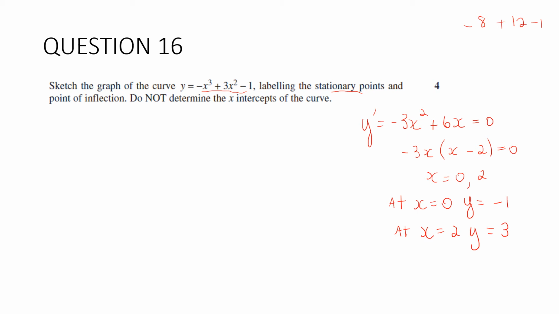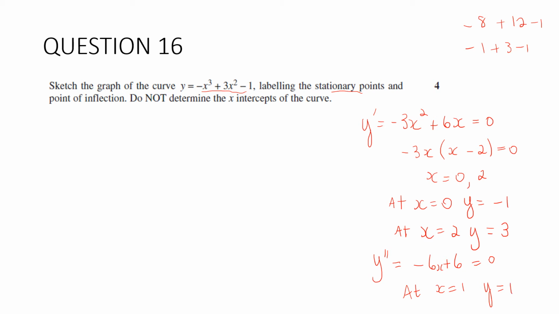Now we need to find the point of inflection. So the second derivative is equal to negative 6x plus 6. And we want to solve this equal to 0. So x is going to be equal to 1. And again, we need to know what the y coordinate is. So at x equals 1, y is equal to negative 1 plus 3, take away 1, which is 1.